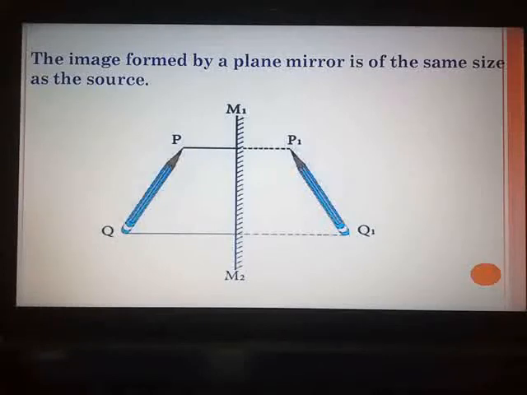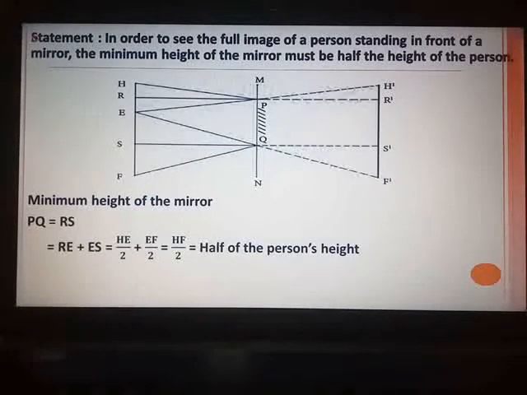Now you have studied about proofs in geometry. Let us see one of the proofs here in physics. The statement says, in order to see the full image of a person standing in front of a mirror, the minimum height of the mirror must be half the height of the person. See, you stand in front of the mirror. So if you want to see your full image, then the minimum height of the mirror in which you are looking must be half the height of the person. We have to prove this statement.